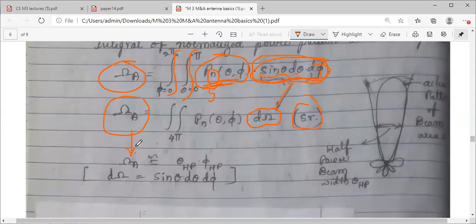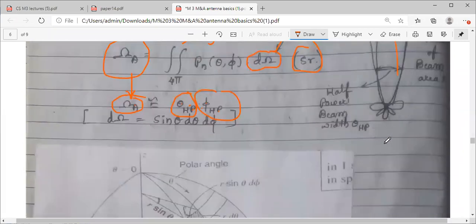And whatever omega A, the beam area, is there, as I told you, it has both theta and phi component variations, as a function of theta and phi. That's why it is approximately equal to the multiplication of both variations. HP indicates half power. Theta HP multiplied by phi HP will give you the total beam width.